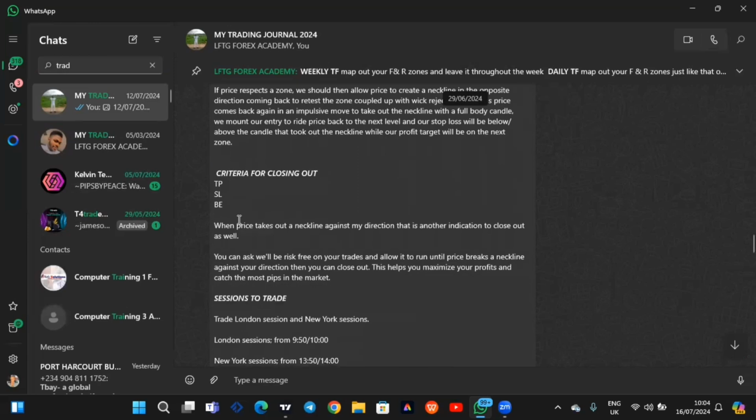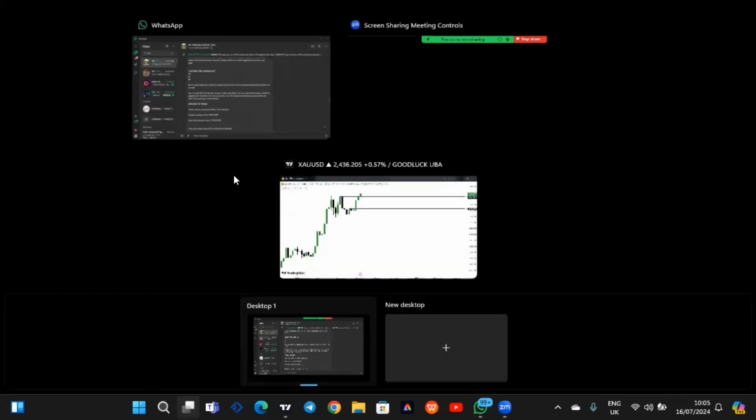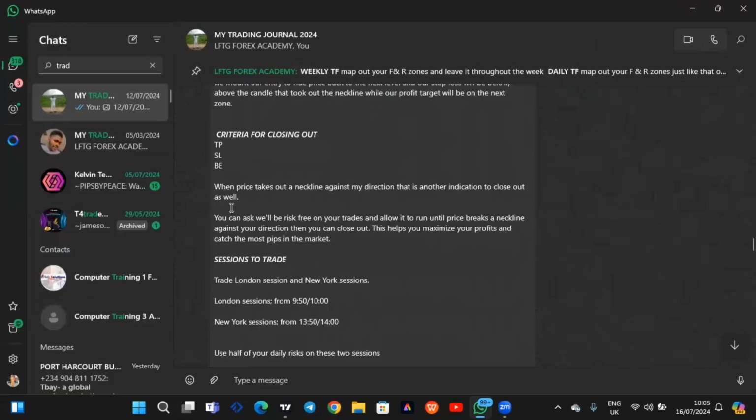Criteria for closing out is that I close out on TP, or I close out on stop loss, or I close out on break even. The other criteria is when price takes out the neckline against my direction. That is another indication to close out as well. Sorry about that. You can as well be risk free on your trades and allow it to run until price breaks a neckline against your direction. Then you can close out. This helps you maximize your profit and catch the most pips in the market.